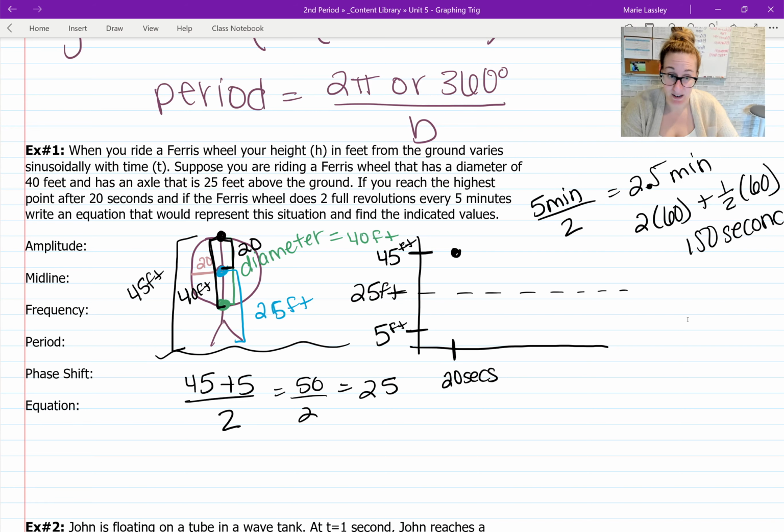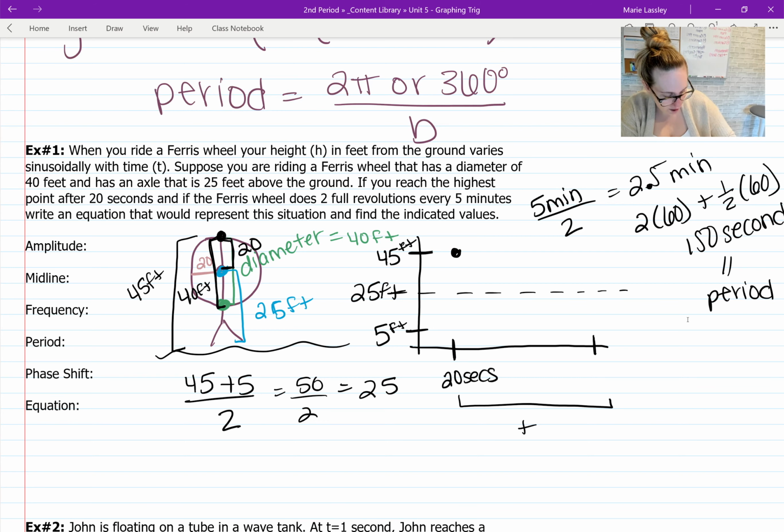This is my period. That's how long it takes me to do one full revolution around the Ferris wheel. That's a really fast Ferris wheel. You're zooming around that thing. So that means my ending point is 150 seconds after my starting point. So plus 150 seconds. 20 plus 150 is 170 seconds. That's the next time I'm going to be back at my highest value.